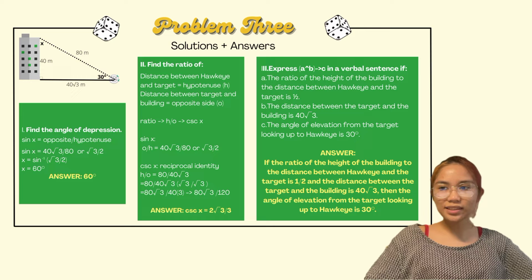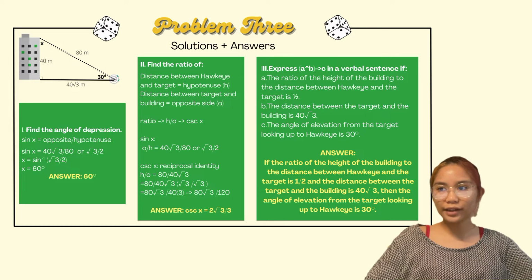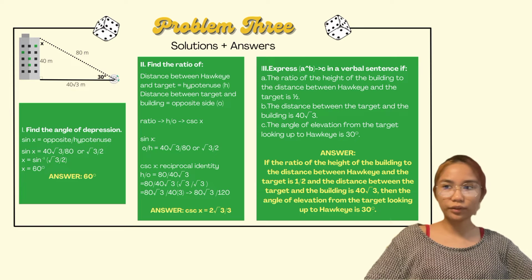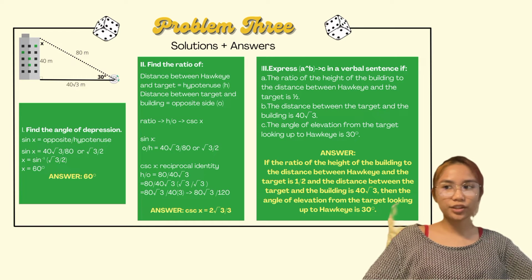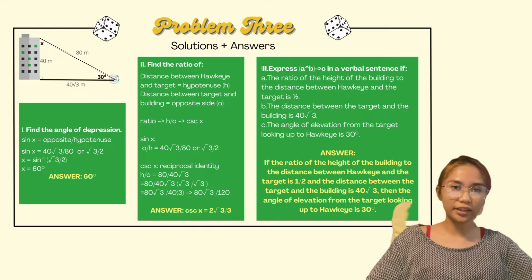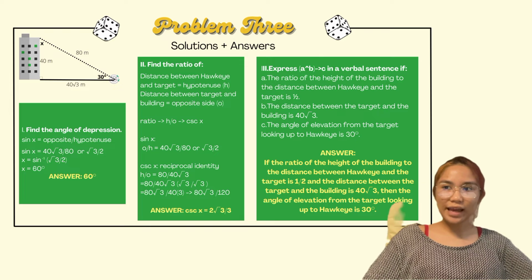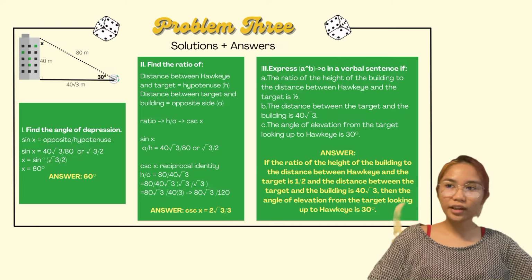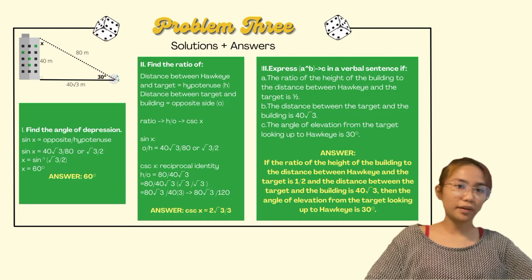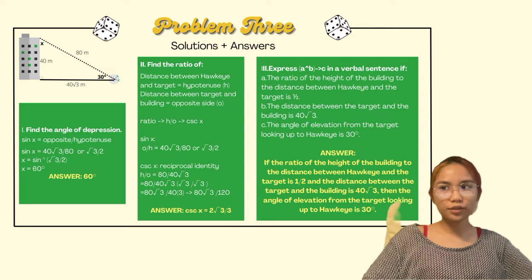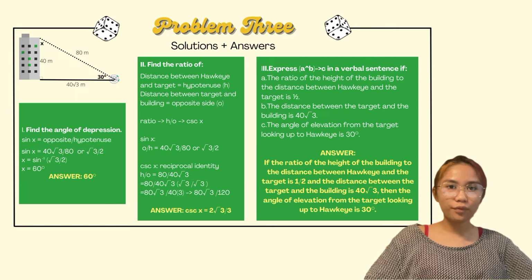Now, our answer in this one is if the ratio of the height of the building to the distance between Hawkeye and the target is 1/2, and the distance between the target and the building is 40 square root of 3, then the angle of elevation from the target looking up to Hawkeye is 30 degrees. So we came up with this answer because in our given, A and B is in a parenthesis, so we need the conjunction of A and B before we solve for the conditional of C.